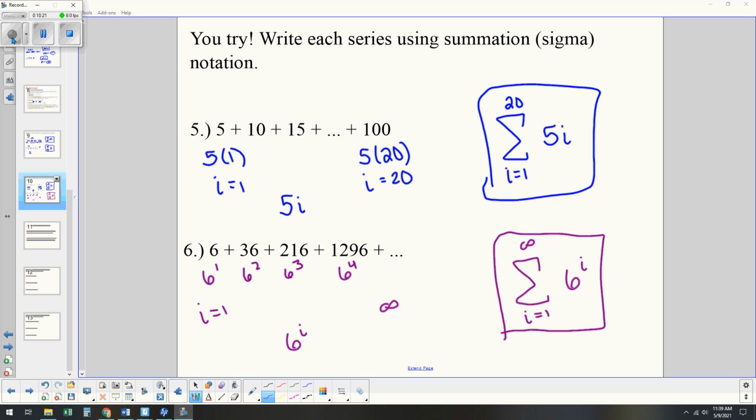For number 6, it was 6 to the first power, 6 squared, 6 to the third, 6 to the fourth. So my rule would be 6 to the I power, and it started at 1 and went all the way to infinity. Just something to note, you don't have to use the letter I. It could be anything. We could have kept it at N. It could be the letter K. And I does not have to start at 1 if we're doing a problem. But again, we're not going to worry much about series or summation, but I just wanted to show you what that meant.